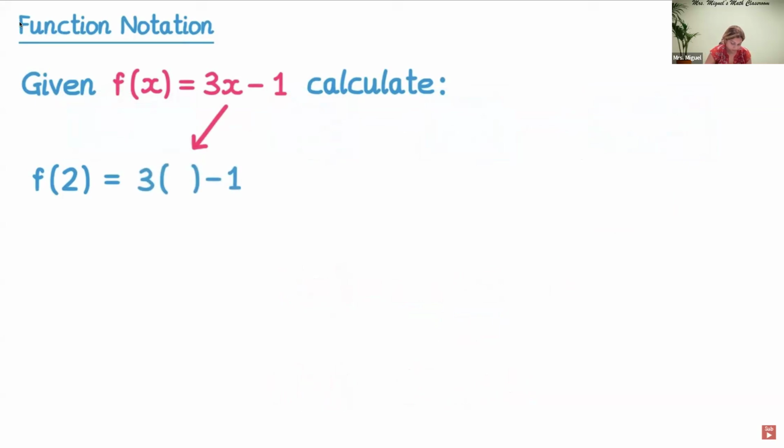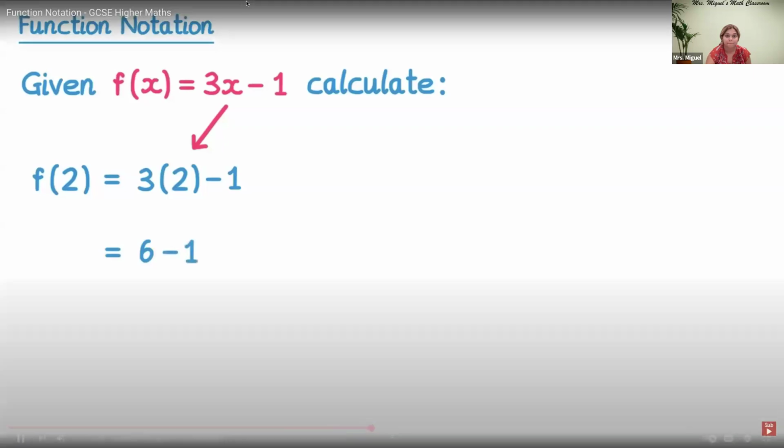Inside the bracket we then just put the input. The input was 2, so we'll place a 2 inside the bracket. So it's 3 times 2, which is 6, and then minus 1. 6 minus 1 is 5.